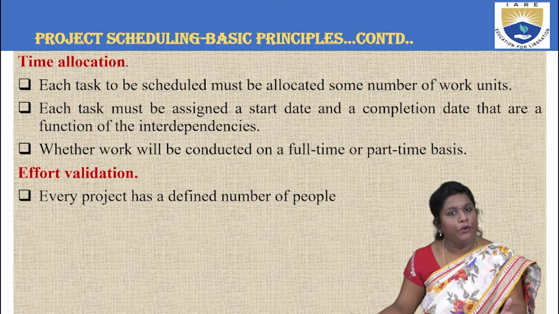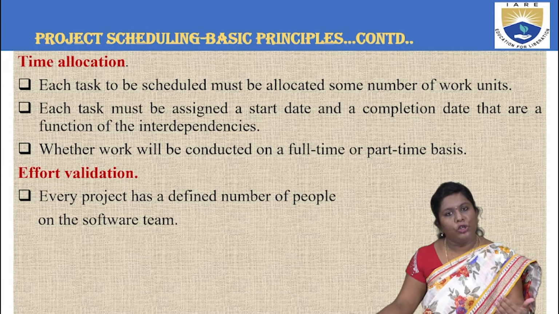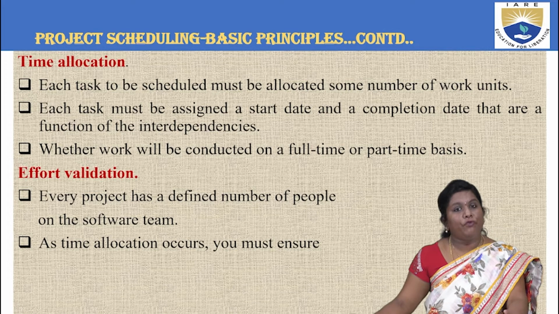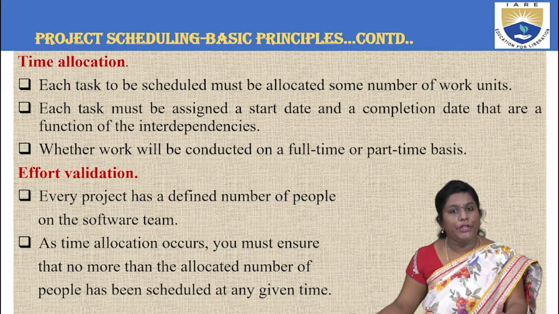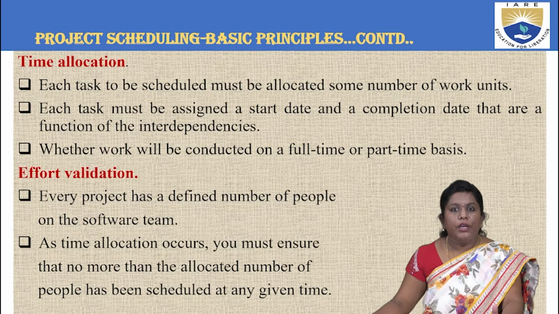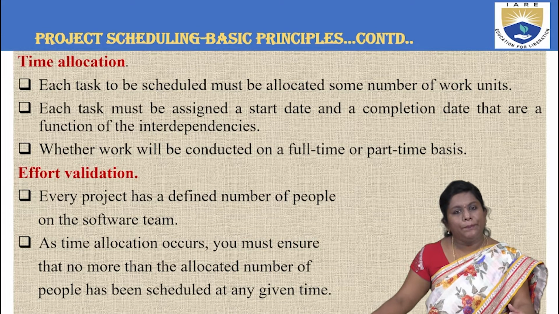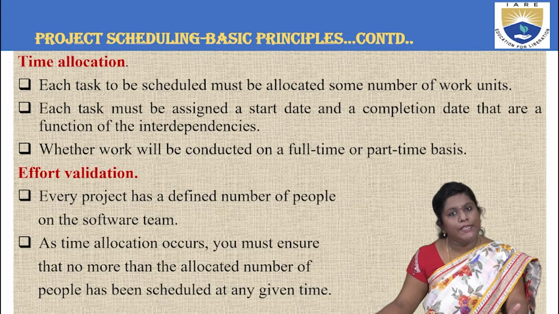Every project has a defined number of people, right? Every project will have some amount of people or few people involved in it. They are also termed as the software team, people involved in a software team. As time allocation occurs, we have to focus on one particular thing, that is, no more than the allocated number of people should be scheduled at any given time. So this second point under effort validation states that you have allocated some time for some people to execute their things. You should not involve other people at any given time in the process. It tries to disturb the work, or there are some clashes, or the project execution might not go the way it was planned, and results in different kinds of flaws.